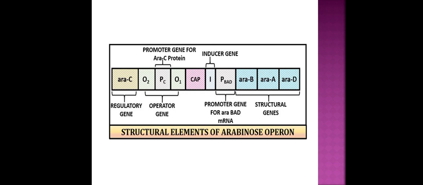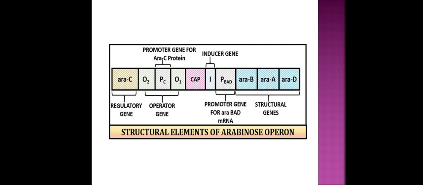construction of the arabinose operon, within which we can see the presence of the araC gene. This araC gene is a regulatory gene which is responsible for controlling the expression of genes from the arabinose operon. Here we can also observe two operator sites, that is the area O2 and the area O1, and the promoter for the araC protein, the PC.